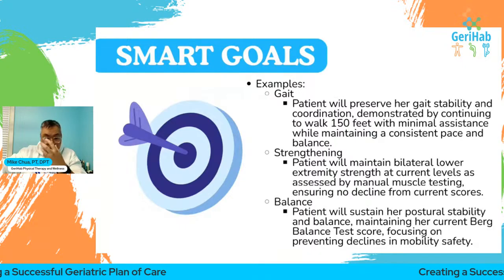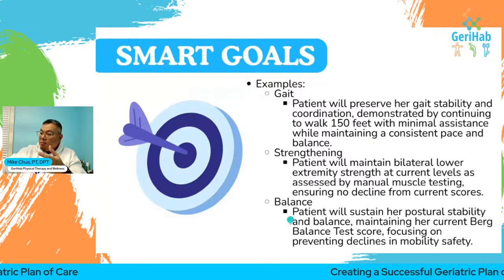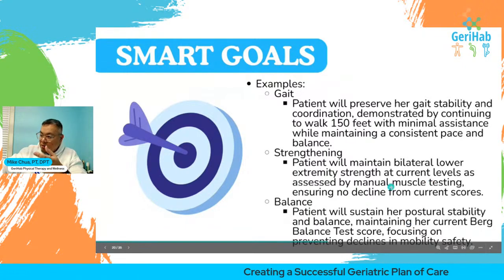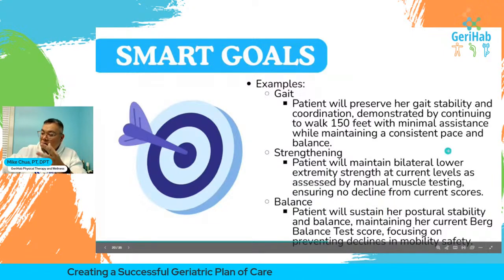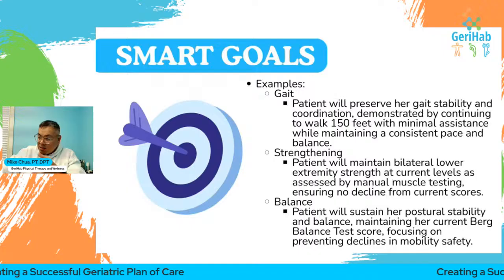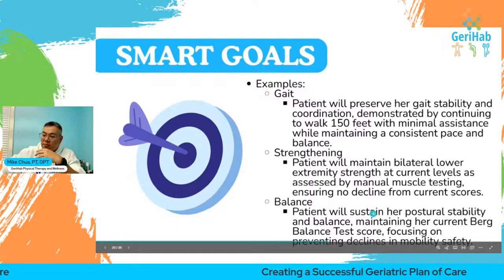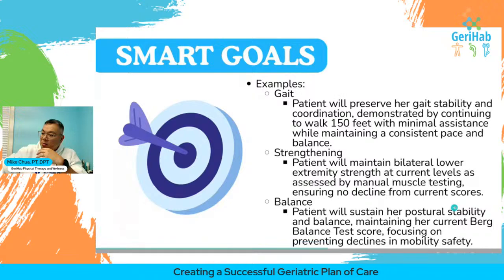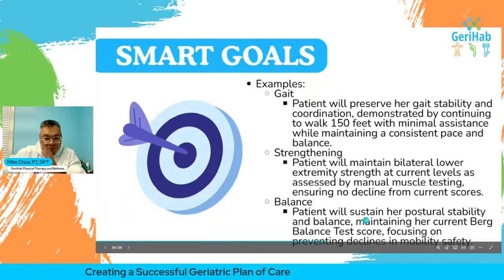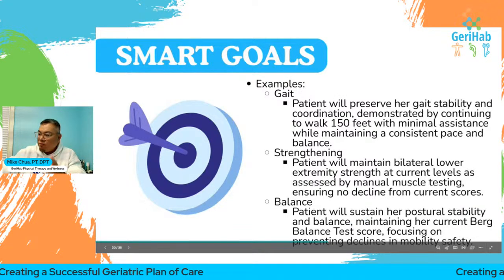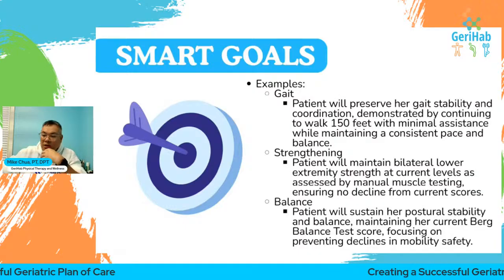All right. Are you getting the gist of that? Same thing with the strengthening. And same thing with the balance. Patient will sustain her postural stability and balance, maintaining her current balance score. The Berg number should be here, like 42 over 56 or 50 over 56. So you need to put that number too.